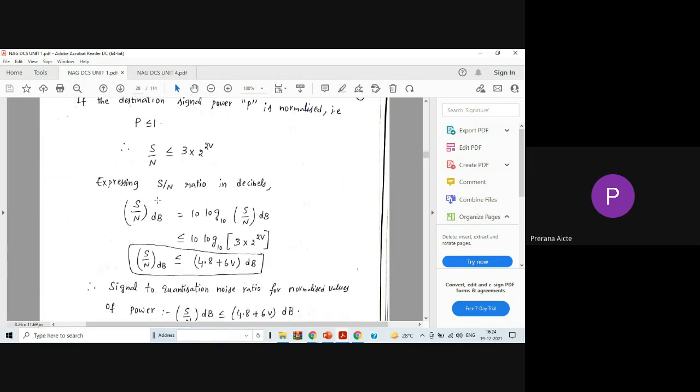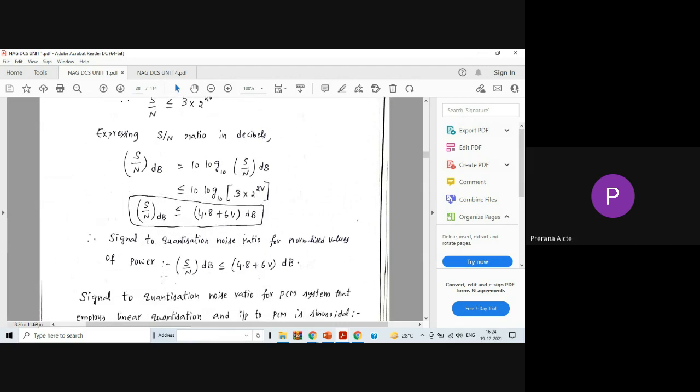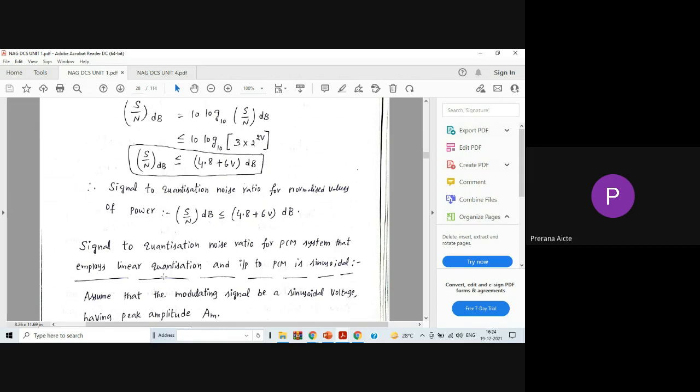Expressing in decibels, we represent the signal to noise ratio in decibels. S by N in dB equals 10 log base 10 of S by N, that is 3 into 2 power 2V. Do you know the formula log of AB is log A plus log B. By substituting that expression, that is log 3 and 2V into log 2, we get the signal to noise ratio expression as 4.8 plus 6V decibels, which is the signal to quantization noise ratio.